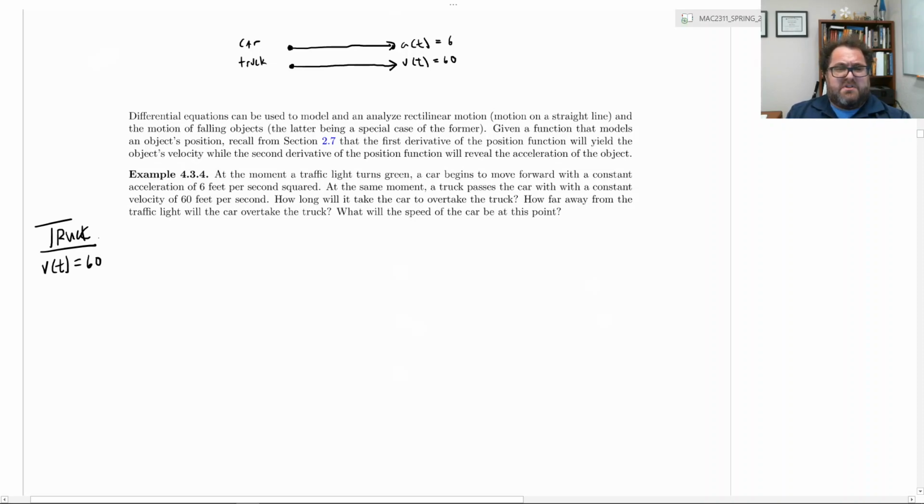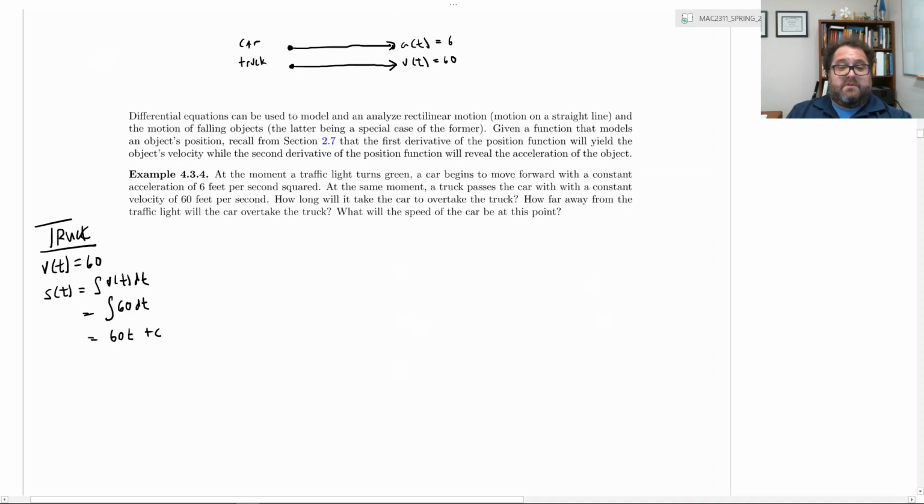It's easy to get the position function because remember, the antiderivative of velocity is position. So the position function of the truck is going to be the antiderivative of the velocity function, which is the antiderivative of 60 dt. That's pretty easy to do, right? It's just a constant, so 60t plus C. Now we need to figure out what C is. Remember, C is the initial position in this case because we're talking about the position function now.